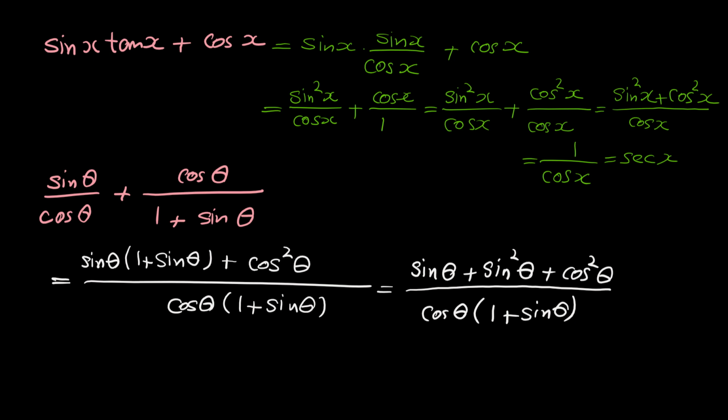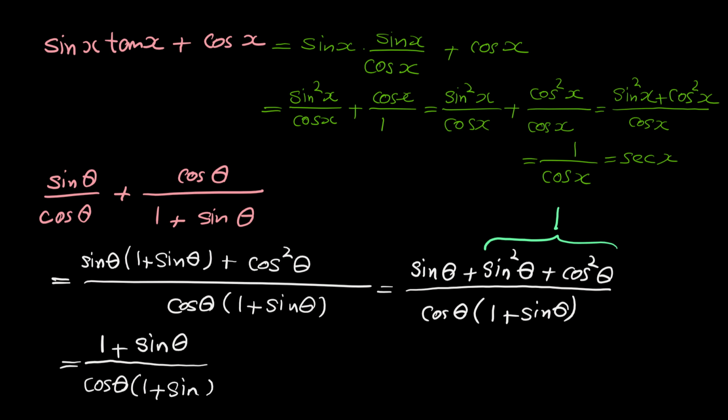Now look at the numerator. In the numerator, we have sine theta plus sine to the 2 plus cosine to the 2. When we see power 2 on sine and cosine, this reminds us of Pythagorean identities. And this reminds us of 1. Sine to the 2 plus cosine to the 2 is 1. So the numerator is sine theta plus 1 or 1 plus sine theta. Doesn't matter the order. 1 plus sine theta all over cosine theta times 1 plus sine theta.